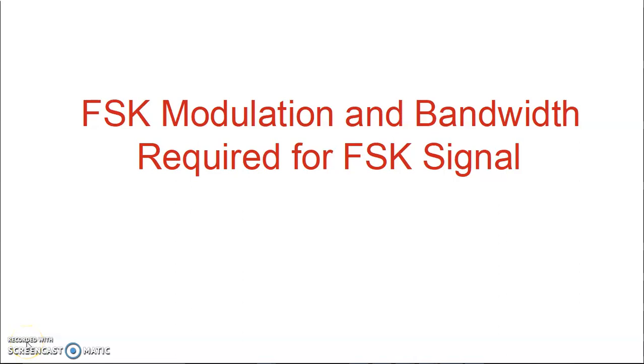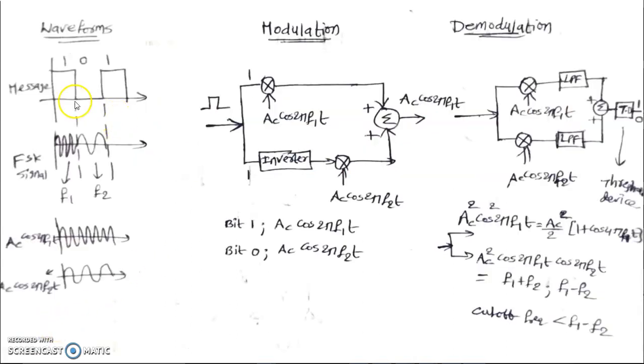In this video, we will see the FSK modulation, which is one type of digital modulation technique, and also we will see what is the bandwidth required to transmit this FSK signal. And observe this one. This is a digital modulation technique, FSK, frequency shift keying. That is, the message signal here is digital, but the carrier we are using here is analog.